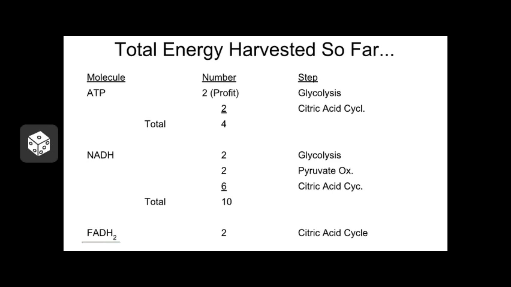Well, how do we do that? For that, we're going to need a machine. We're going to feed these energy carriers into a big machine known as the electron transport chain. And that chain is going to convert that energy from the carriers into ATP energy. Let's take a look at it.